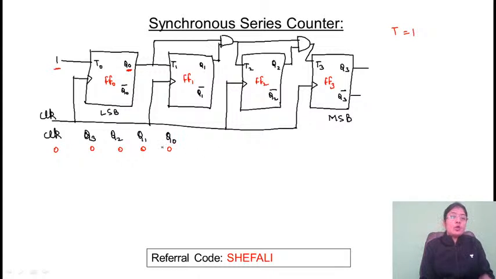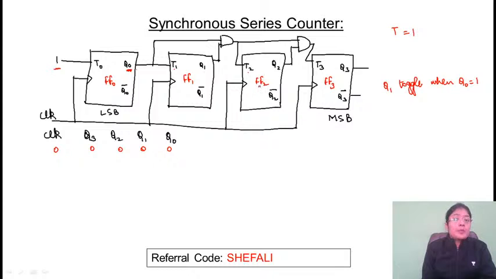तो Q0 की value हमेशा toggle करेगी. T1 की value किस पे depend कर रही है? On the output of Q0. So T1, Q1 will toggle. Q1 कब toggle करेगा? जब T1 की value 1 होगी. और T1 की value 1 कब होगी? When Q0 is 1. Q1 toggles when Q0 is equal to 1 and clock is applied. Clock तो सब में apply करनी है to change the output.